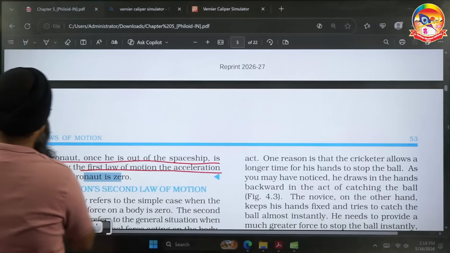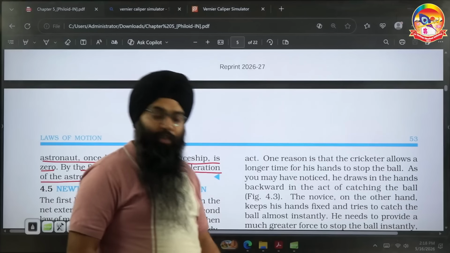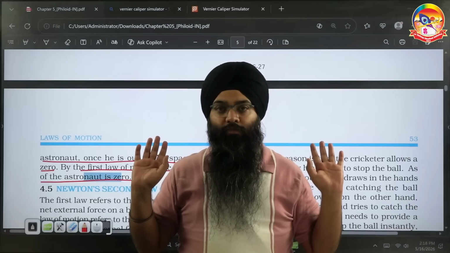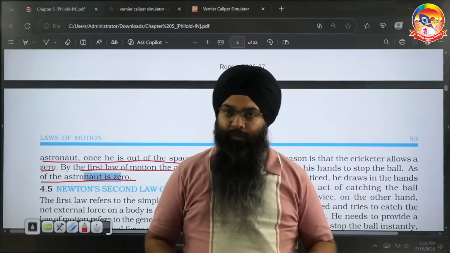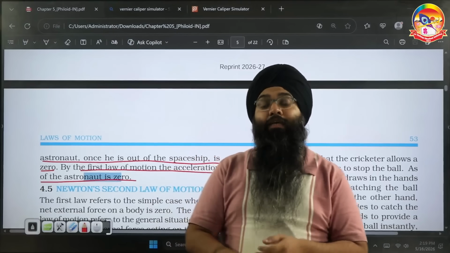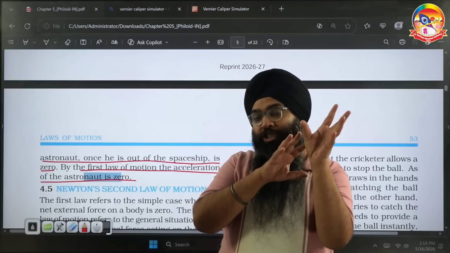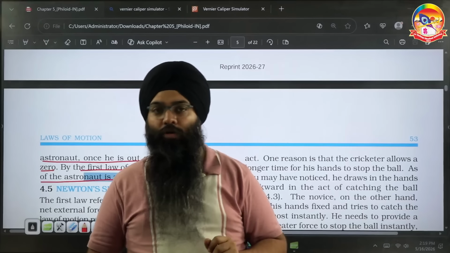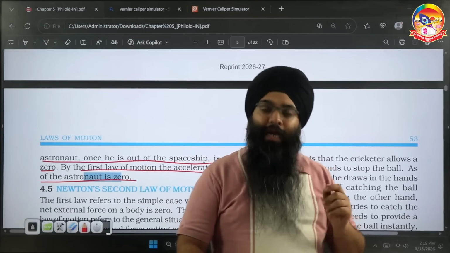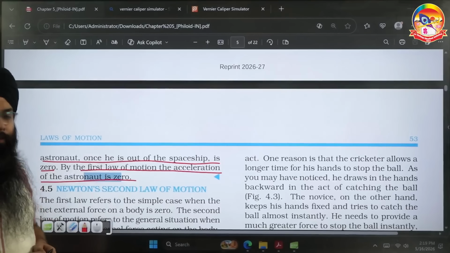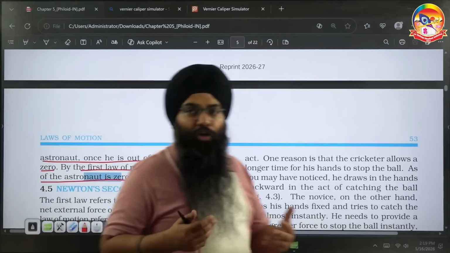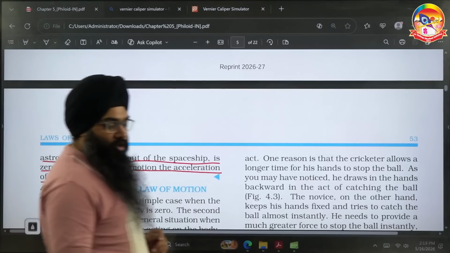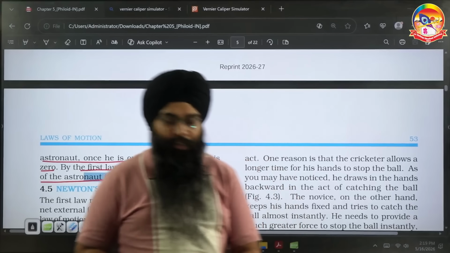By the first law of motion, the acceleration of the astronaut will be zero. What they are saying is that once the astronaut is out of the spaceship, he is in interstellar space. Now there are no stars applying gravity on him, they have said in the question. And one more thing, the spaceship is not so dominant that it applies a huge gravitational force on the astronaut. So that will also be negligible. That is why the net force acting on the astronaut will be zero, and once that force is zero, the acceleration will also be zero. So according to Newton's first law, he will keep moving in uniform motion. I hope this concept is clear to you.